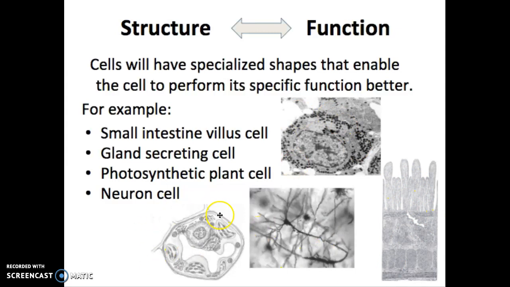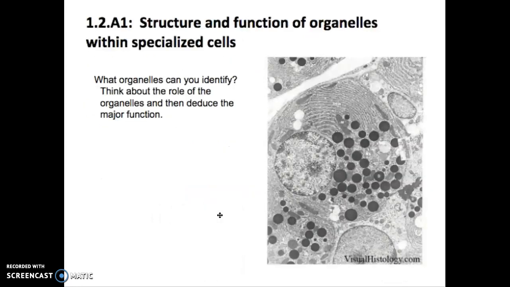These are 4 different types of eukaryotic cells. They have all the characteristics of a eukaryotic cell, but they are unique to what their job is. So let me talk you through a couple of those. So what you can do is pause this, and I want you to think about what organelles can you identify. Think about the role of the organelles that you can see in this picture, and then think about what the major function is. So pause it and try that.